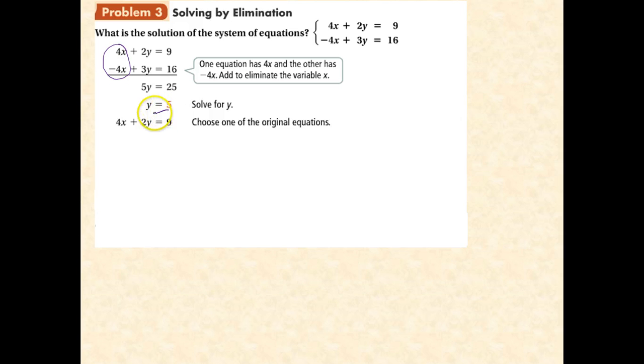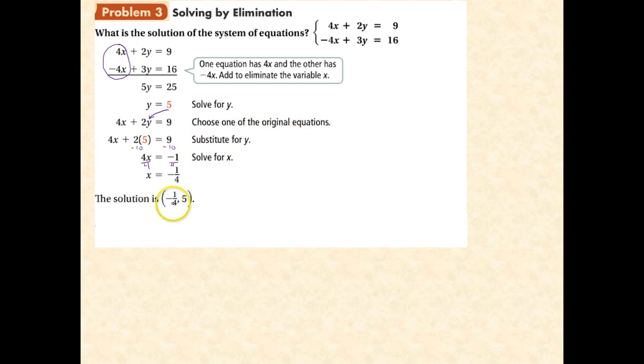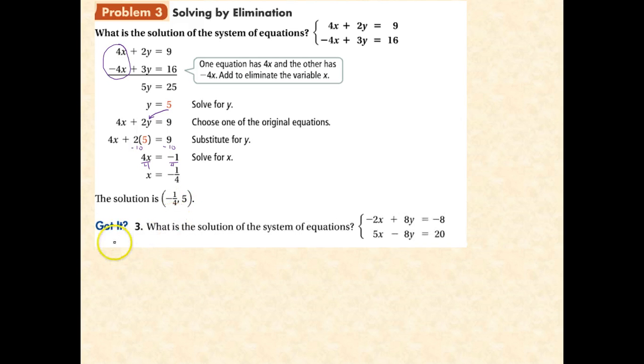So I'm going to plug the 5 in for y using the substitution property. 2 times 5 is 10. Subtract 10 from both sides. 4x equals negative 1. Divide both sides by 4. And we get x equals negative 1/4. So the ordered pair is negative 1/4, comma 5. Why don't you pause and see if you got it?